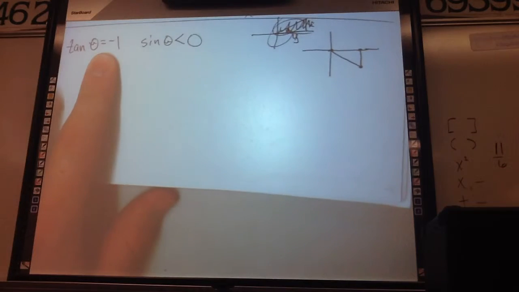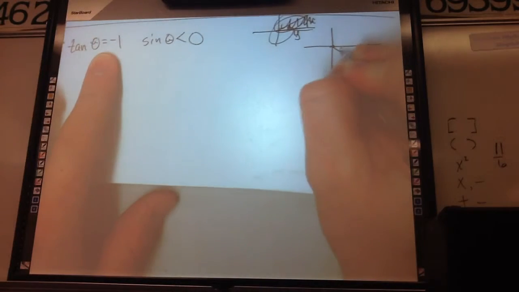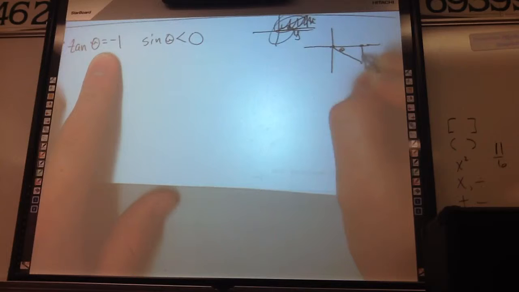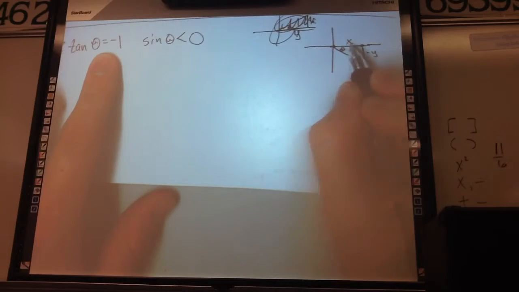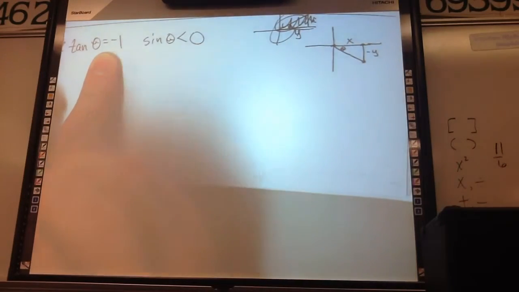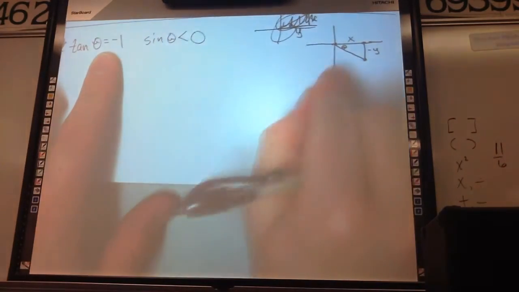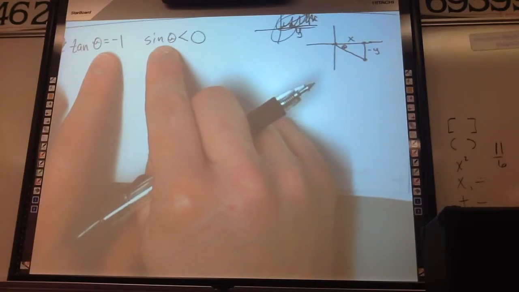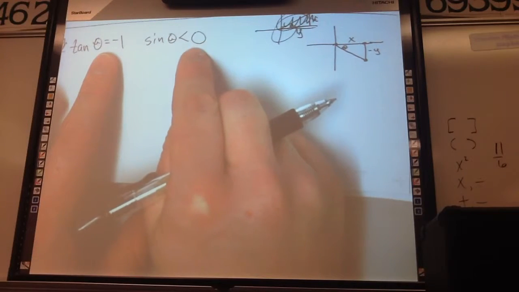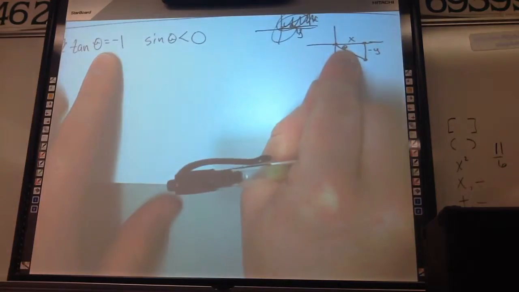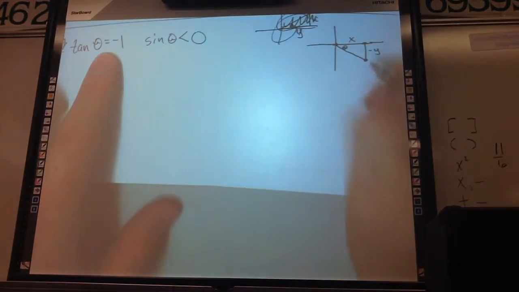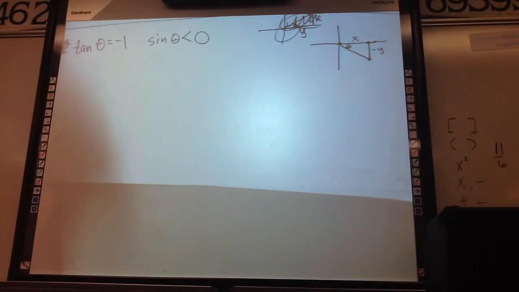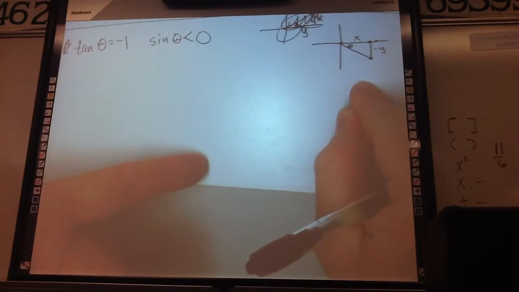What if I go down here? Here's theta. Let's say that this is negative y. My x is still positive, right? My opposite over adjacent will be negative. So far so good. This could be it. But this tells me my sine has to be negative also. Is the sine opposite over hypotenuse? Yes, it is negative, so we're good to go here.